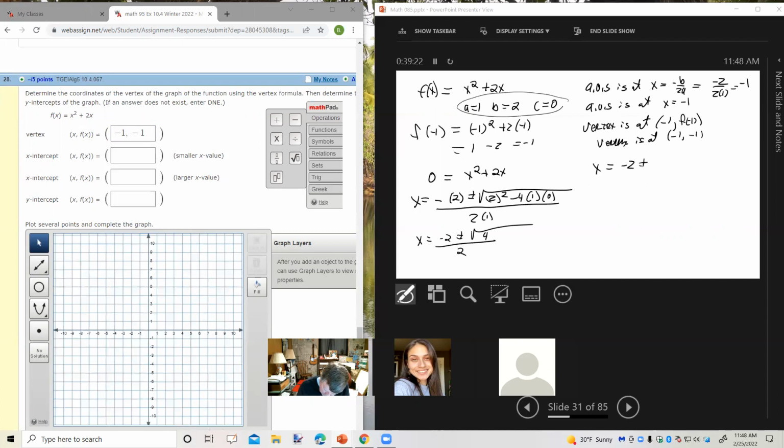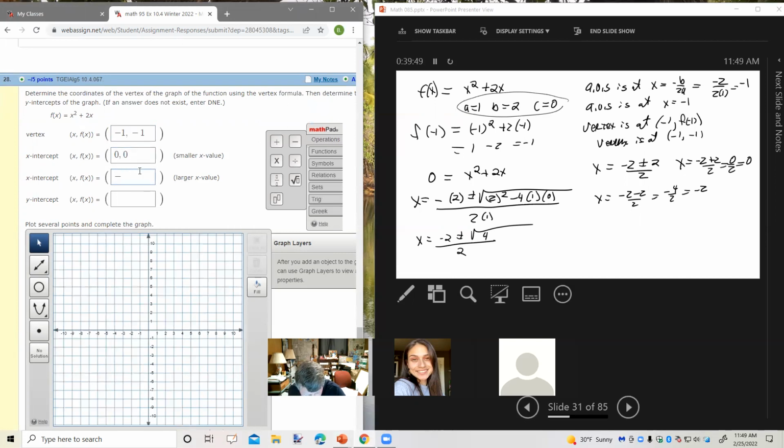X is negative 2 plus or minus 2 over 2. So x is negative 2 plus 2 over 2, which is 0 over 2, which is 0. X is negative 2 minus 2 over 2, which is negative 4 over 2, or negative 2. So our x-intercepts are at 0, 0, and negative 2, 0. Okay. Oh, I didn't do this correctly, did I?